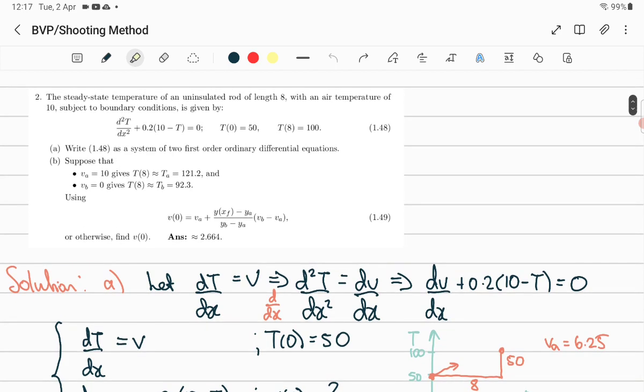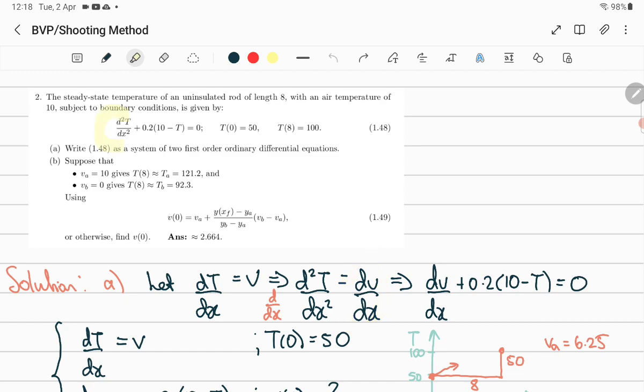Hopefully you kind of figure this out, but the first step always is: let the first derivative be a variable. So here, let the first derivative of temperature be v. And from here, what you do is you differentiate both sides with respect to x. If you differentiate the first derivative, you get the second derivative. And if you differentiate v, you get dv/dx. And then you can write your equation in terms of v and dv/dx.